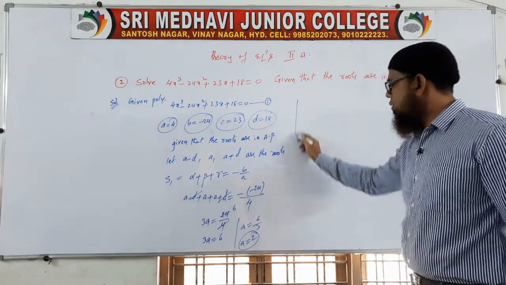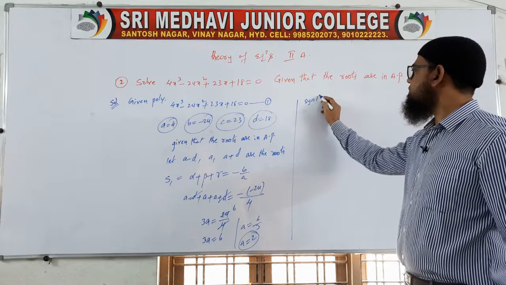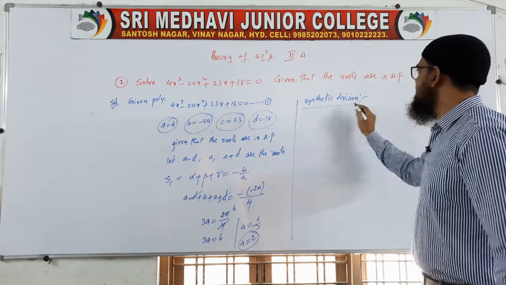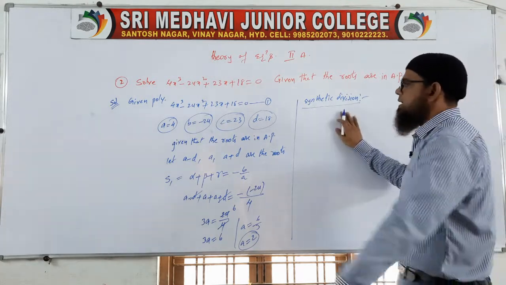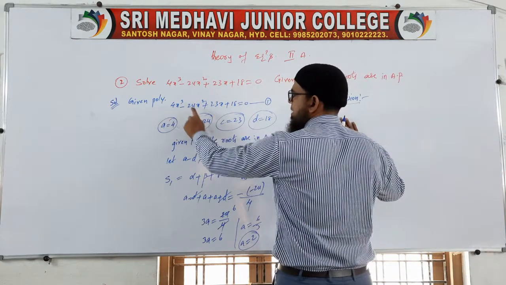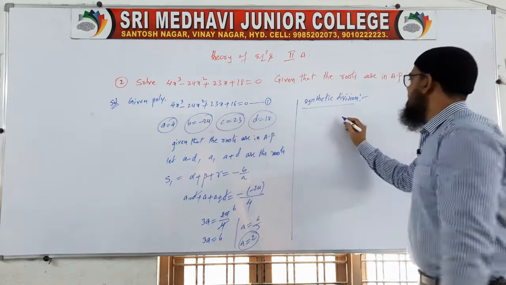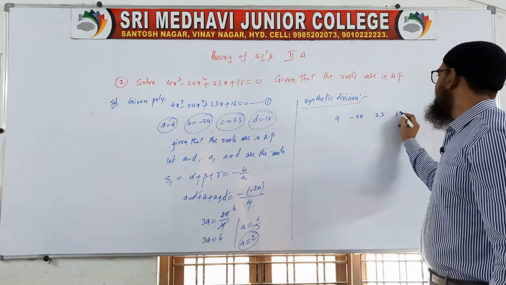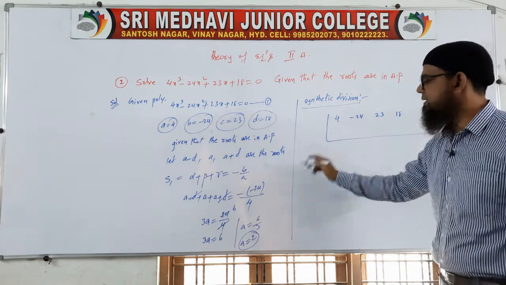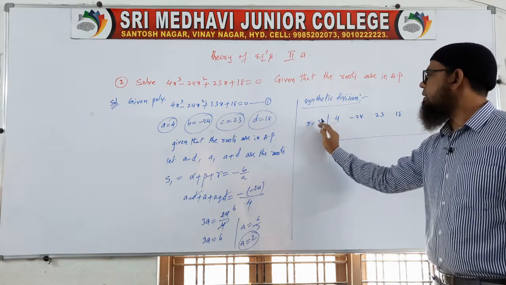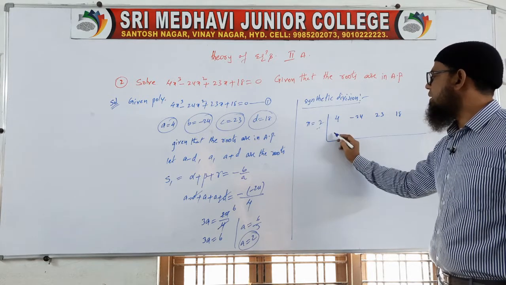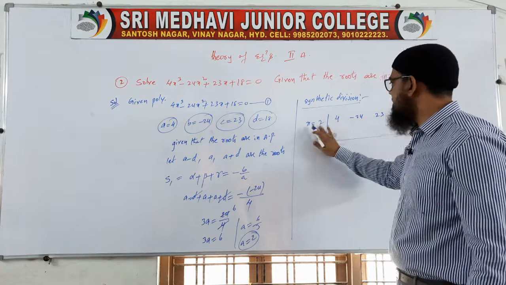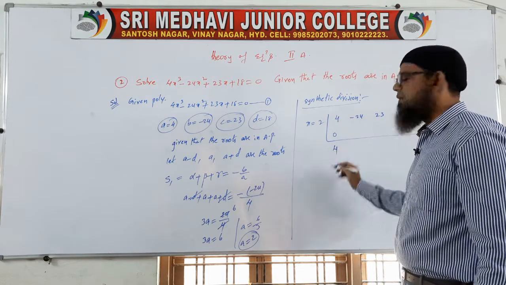After getting one root, what to do? Synthetic division. How to do the synthetic division? We have to write the coefficients: 4, minus 24, 23, 18. So the first number is 4, the next one is minus 24, the next one is 23, the next one is 18. Take a line like this. a is equal to 2 means that is nothing but x is equal to 2. This is a formula. Under the first number we have to keep 0. Again we are adding the numbers here. 4, 0. If I add, then you will get 4.